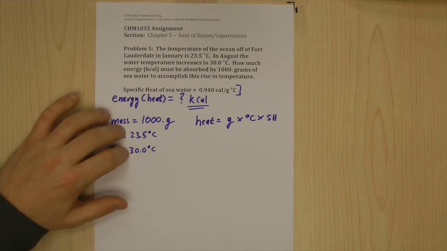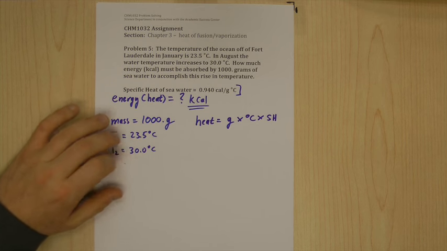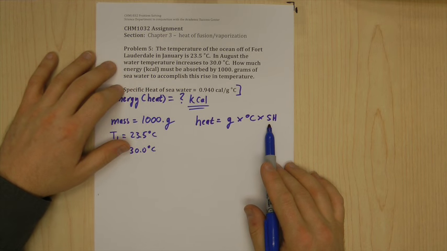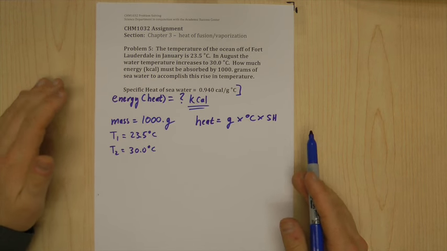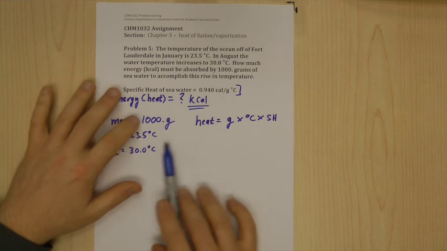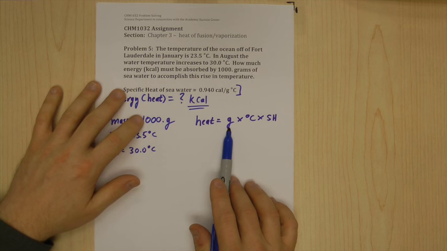We have two temperatures. That's a little tricky. Let's not worry about that just yet. And we have a specific heat. Okay, so we have everything we need basically. It's just the question just looks hard. It's really not that bad. So again, we have the grams. The grams are right here, 1,000.